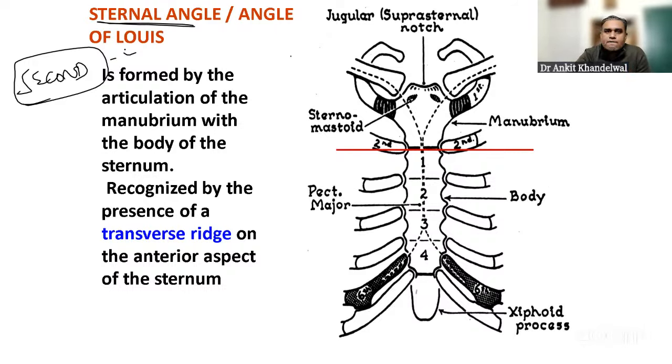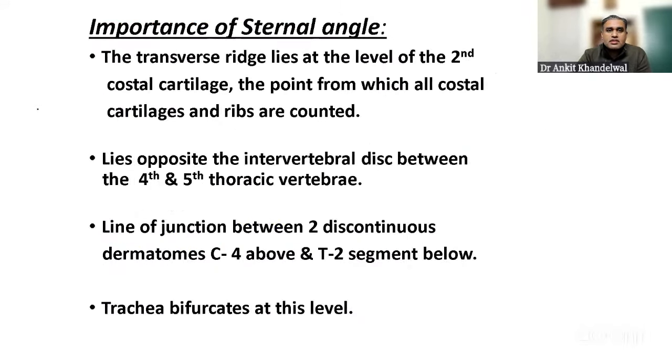That should be clear. So now, sternal angle: one thing is it gives attachment to the second rib. Then what are the other features over here? Here we have all the features, the importance of the sternal angle. The transverse ridge lies at the level of the second costal cartilage. This is the theory part, lies between 4th and 5th. Then comes the other part: line of junction between two discontinuous dermatomes. Above we have the C4, below we have the T2 segment.